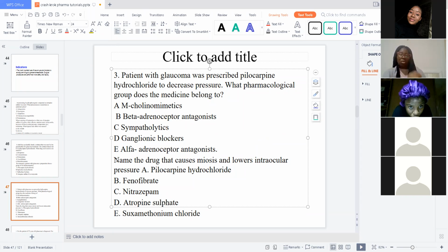Timmy, next question. Name the drug that causes miosis and lowers intraocular pressure. Atropine sulfate. Try again. Pilocarpine hydrochloride. Yes, so atropine sulfate actually does the opposite of what's here. The correct answer is pilocarpine hydrochloride. That's why it's used for glaucoma. In glaucoma, there is too much intraocular pressure, so we're going to try to reduce it. Pilocarpine reduces intraocular pressure.